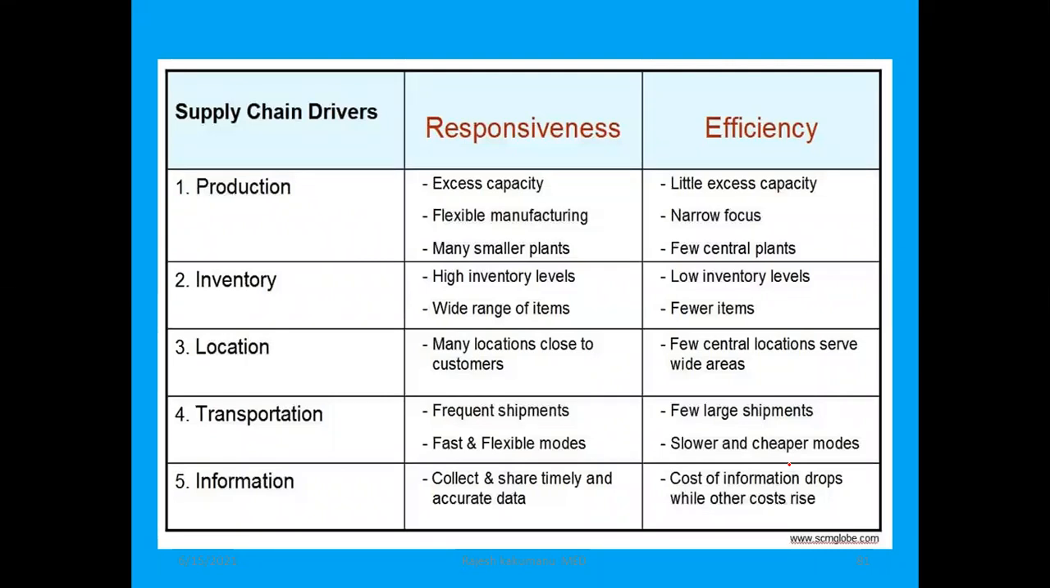Next, coming to inventory. Responsiveness should be high inventory levels and a wide range of items. With a wide range of items we can survive in the market. So that's why the responsiveness of inventory should be a wide range of items, and high inventory levels should be maintained. Next, coming to efficiency: high inventory levels, low inventory levels, like this.